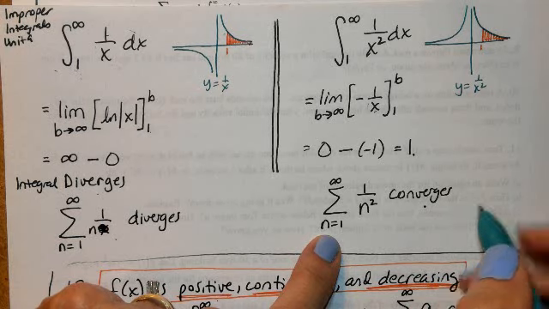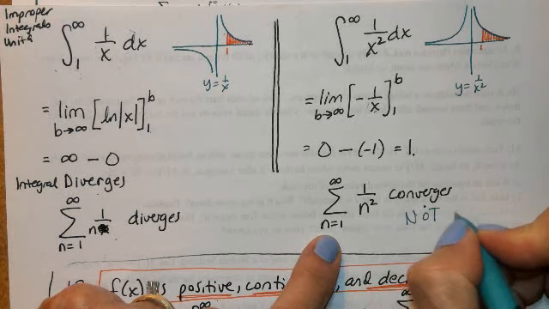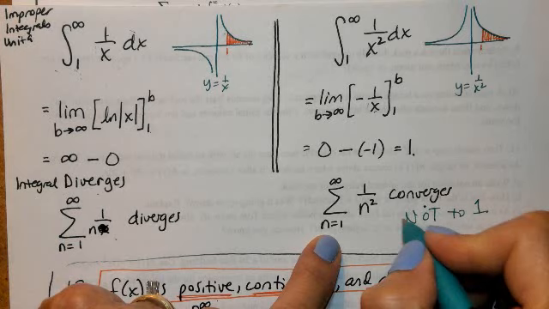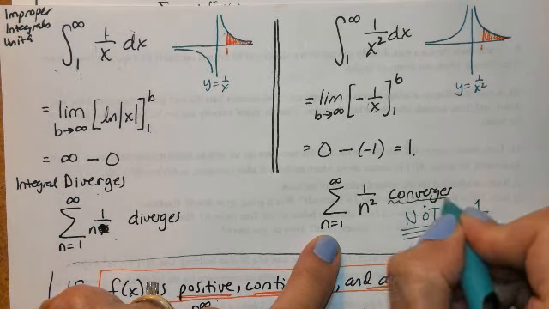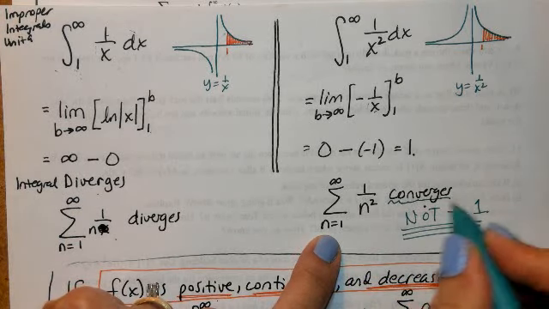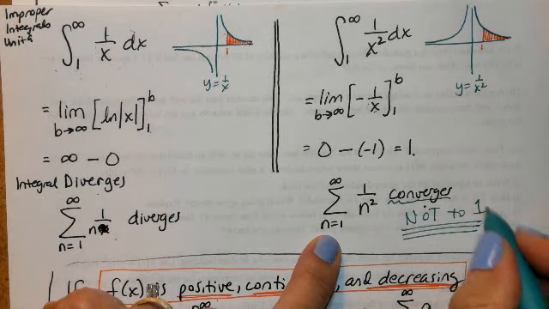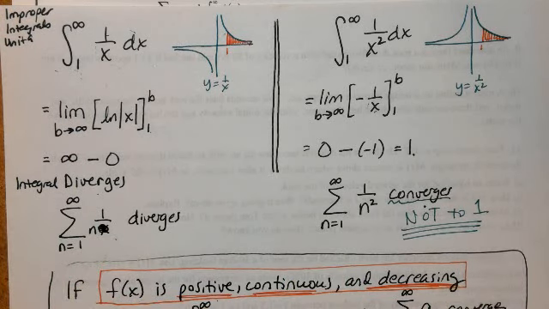No. Definitely not to 1. We know it converges. We don't know what it converges to. We do not know what it converges to.